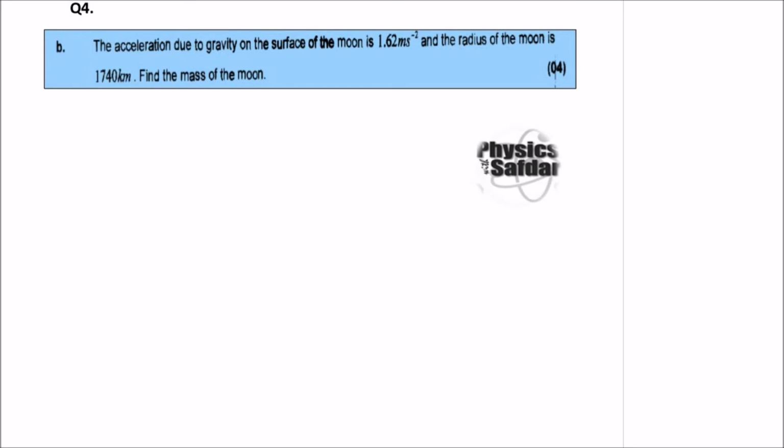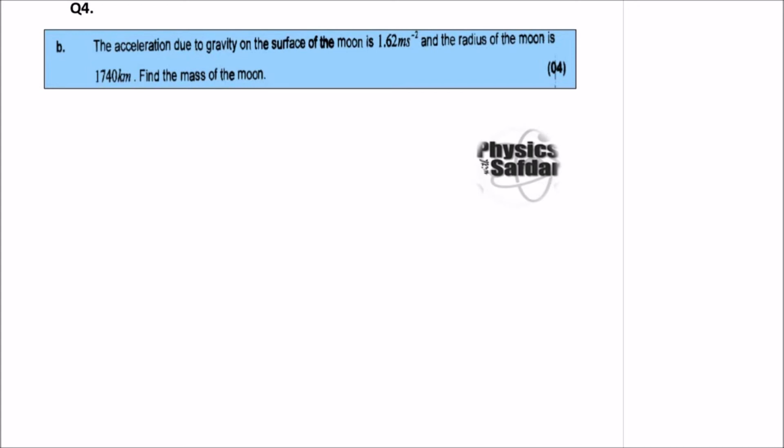This is question number 4, part B from section C. The question is: the acceleration due to gravity on the surface of the moon is 1.62 meter per second squared and the radius of the moon is 1740 kilometer. Find the mass of the moon.